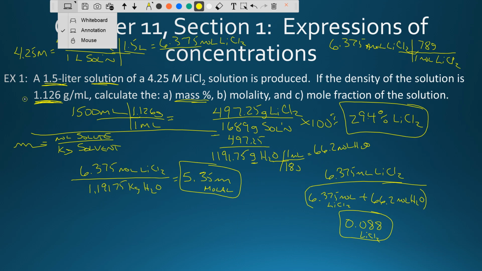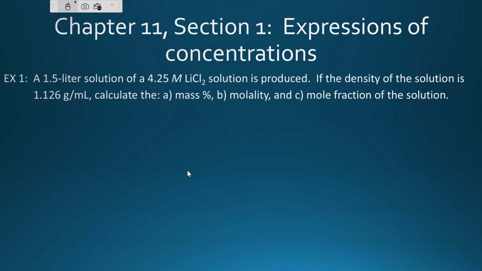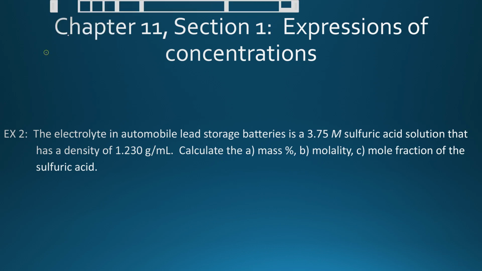Okay, this is a long section in here, but it's taking a look at a couple different twists. All right. So the electrolyte in an automobile lead storage battery, so winterizing your battery, is sulfuric acid. That's 3.75 molar, and it has a density of this. Calculate again the same three things that we've been doing. So let's take and solve for those.